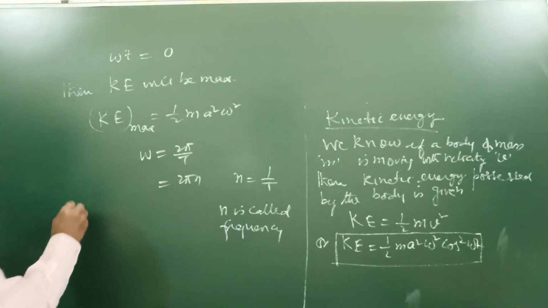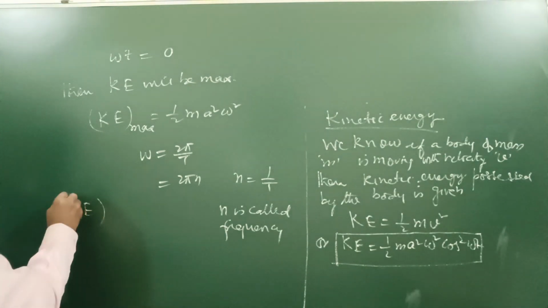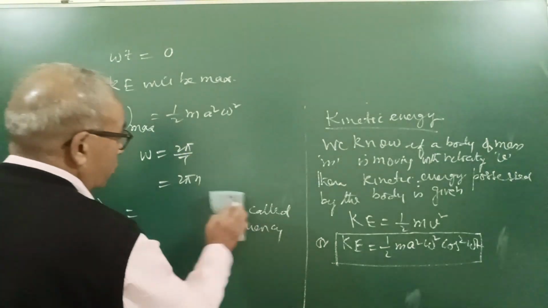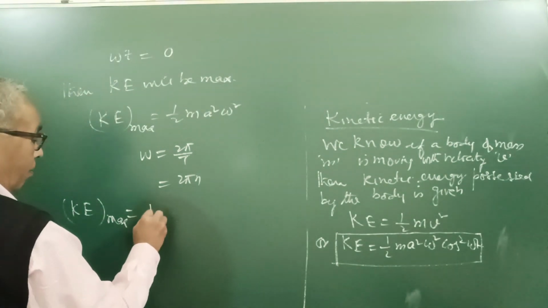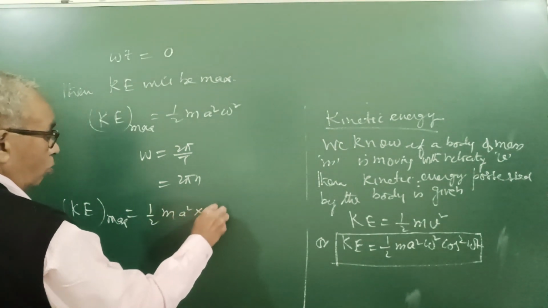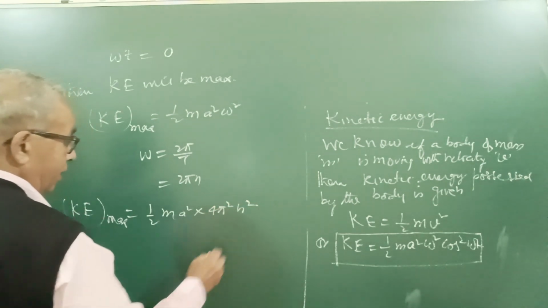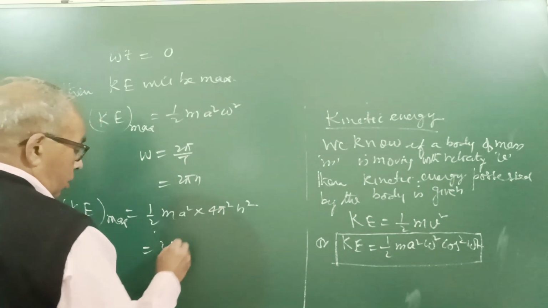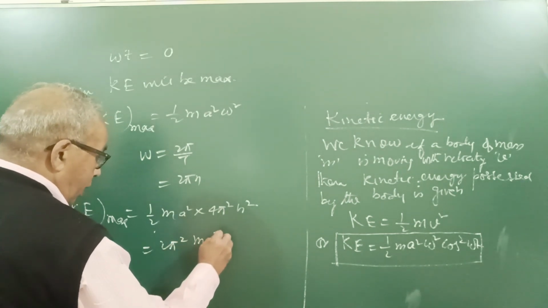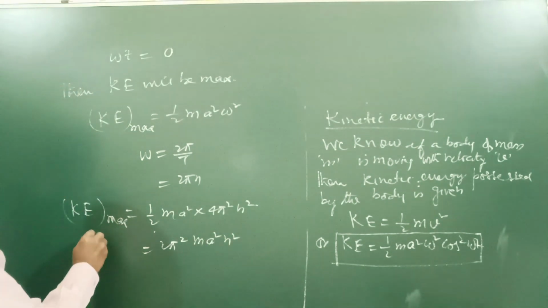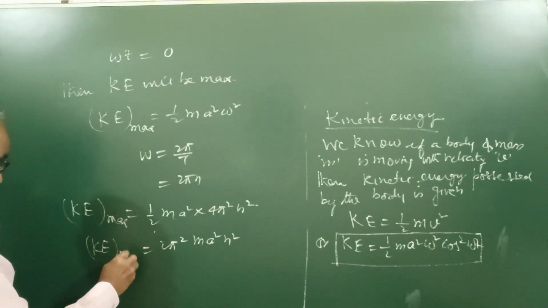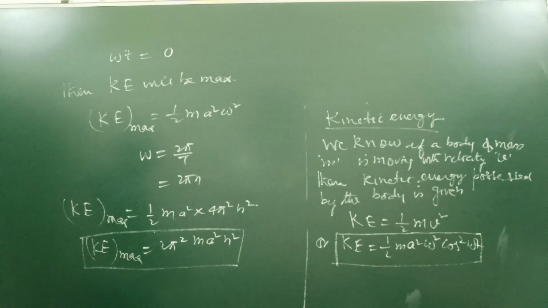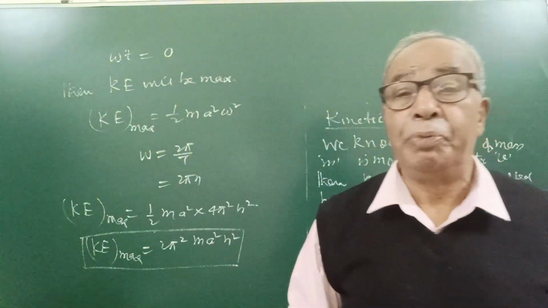This is important. And KE maximum, something big will come here. If in place of omega I put 2 pi n, we get half m a square into 4 pi square n square. The 2 cancels, so 2 pi square m a square n square. This term is very important. KE maximum depends upon the square of amplitude and the square of frequency.